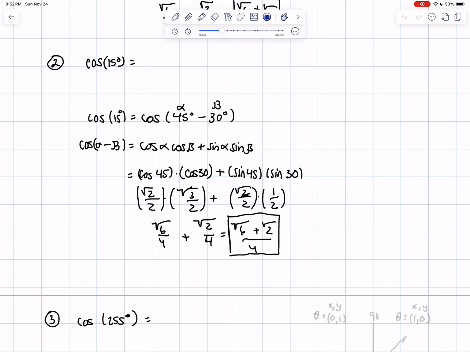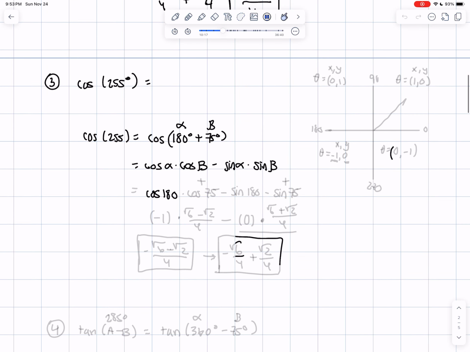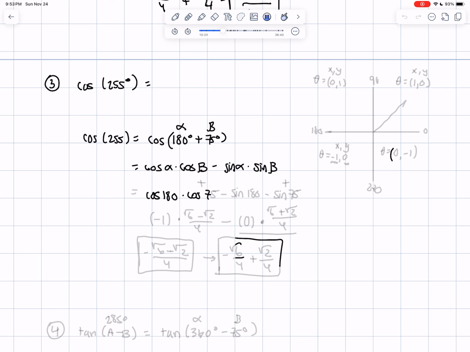So if I have plus for cosine, that means it's going to be minus. So it'll be cosine alpha times cosine beta minus sine alpha times sine beta. Then we put our allotted numbers. So cosine of 180, this is alpha, this is beta, times cosine of 75 minus sine of 180 times sine of 75.